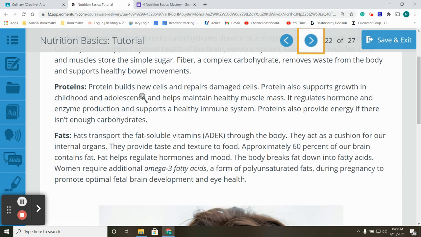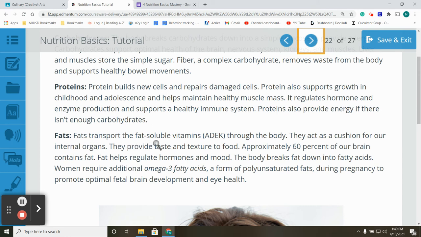Proteins. Protein builds new cells and repairs damaged cells. Protein also supports growth in childhood and adolescence and helps maintain healthy muscle mass. It regulates hormone and enzyme production and supports a healthy immune system. Proteins also provide energy if there isn't enough carbohydrates.